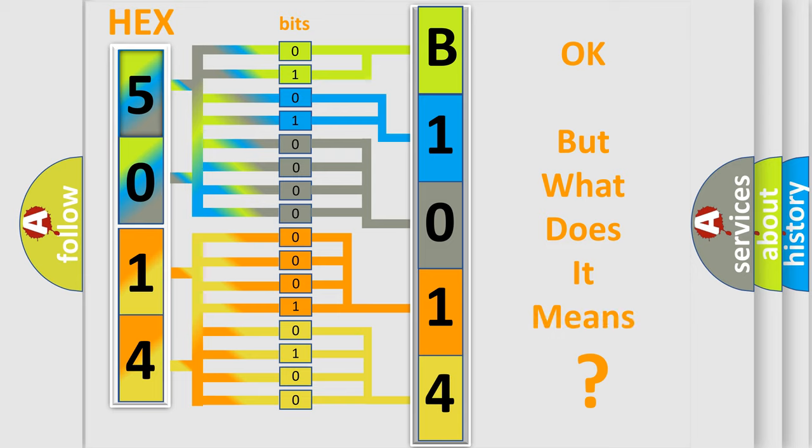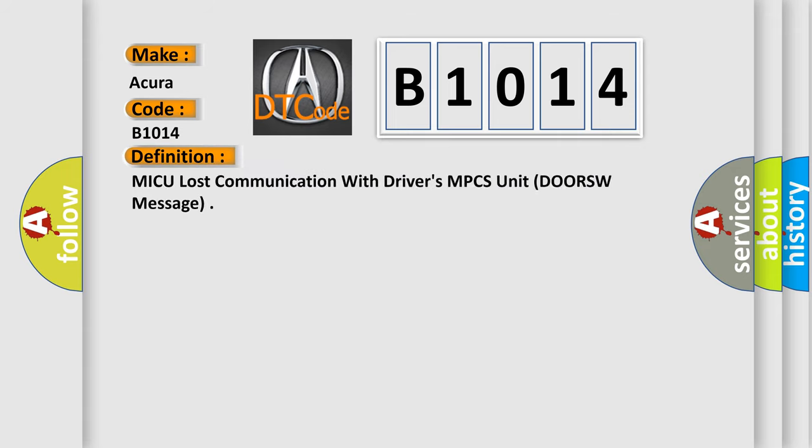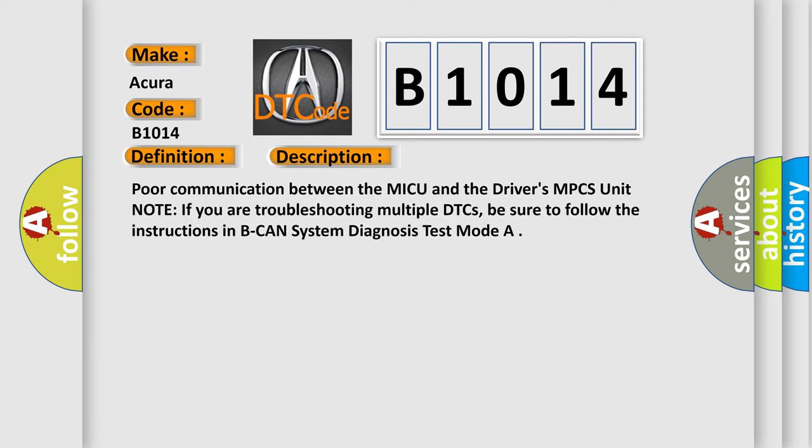The number itself does not make sense to us if we cannot assign information to what it actually expresses. So, what does the diagnostic trouble code B1014 specifically mean for Acura vehicles? The basic definition is: MICU lost communication with driver's MPCS unit DOORSW message. And now a short description of this DTC code: poor communication between the MICU and the driver's MPCS unit.